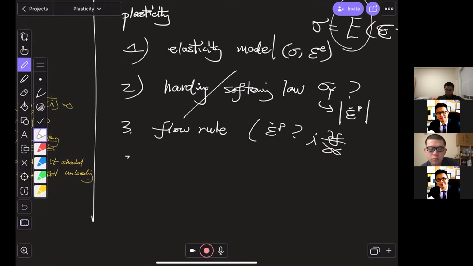And then of course you need the yield function itself. You need the initial yield function. And from that, we can evolve anything in 1D. Okay, so far so good.